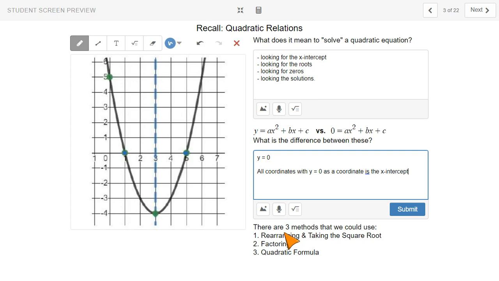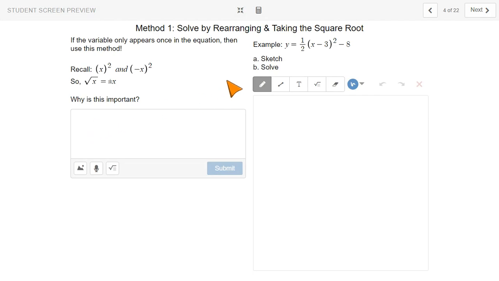So what we're going to look at in this video is 3 ways that we could use to solve for the x: rearranging and taking the square root, factoring, and the quadratic formula. Now, in the previous lessons, we've looked at the quadratic in vertex form, and we've found the roots by rearranging the equation to solve for x. Before we do that, I want to quickly mention square roots again.